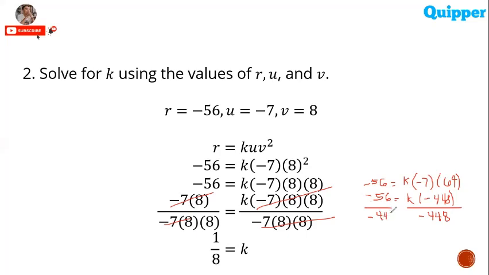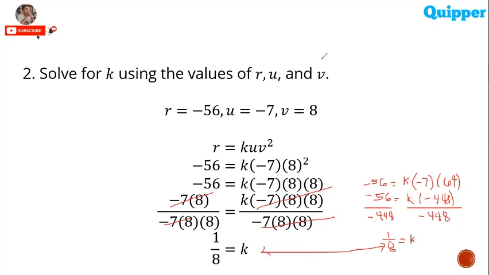-448. That is, you can reduce this into its lowest term, that is just equal to 1/8. That's the value of k. The answer is just the same. You can have either of the processes.